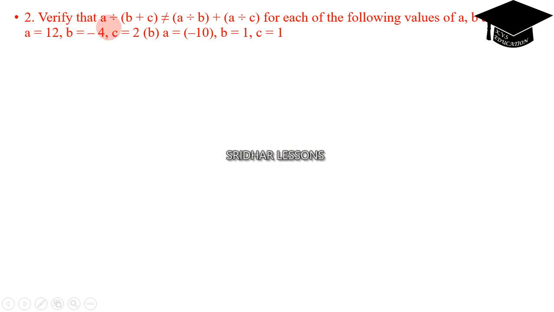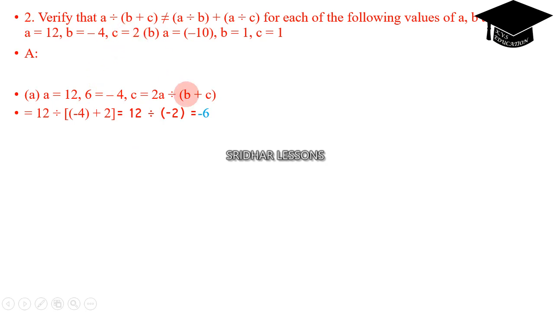Question number 2. Verify that a divided by b plus c is not equal to a divided by b plus a divided by c. For each of the following values of a, b and c, a is equal to 12, b is equal to minus 4 and c is equal to 2. So, we have to check a divided by b plus c: the value is 12 divided by minus 4 plus 2, that is minus 2. So, the value is minus 6.